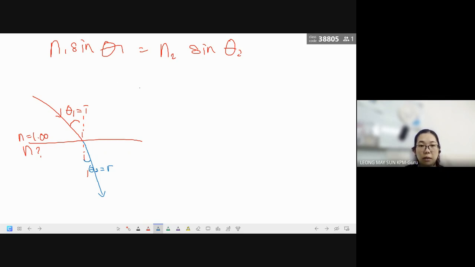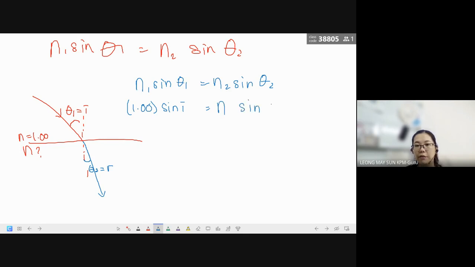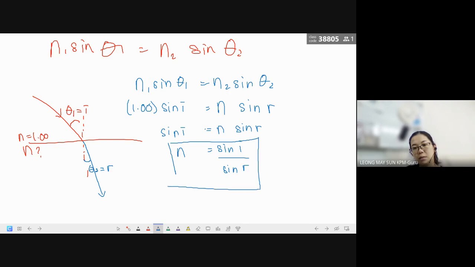So n1 sine theta 1 equals n2 sine theta 2. My n1 is actually 1.0. My sine theta 1 becomes sine i. My n2, I just label it as n. My sine theta 2 becomes sine r, the refracted angle. When I rearrange this, 1 times sine i becomes sine i. The sine of the incident angle equals n times the sine of the refracted angle. So when I rearrange the formula, I get n equals sine i over sine r. This is the formula of Snell's law that you learned since lower secondary school.